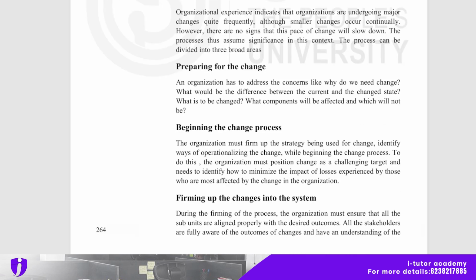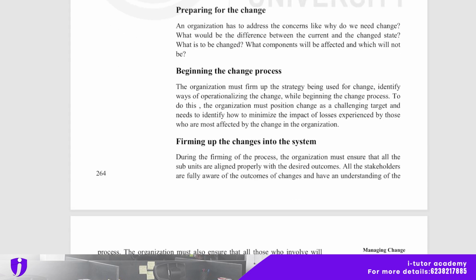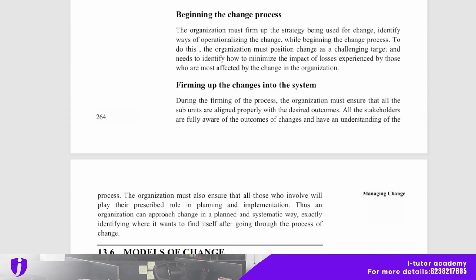An organization has to address the concerns like why do we need change? What would be the difference between the current and the changed state? What is to be changed and what component will be affected and which will not be? And next is beginning the change process. The organization must frame up the strategy being used for change, identify ways of operationalizing the change while beginning the change process. To do this, the organization must position change as a challenging target and need to identify how to minimize the impact of losses experienced by those who are most affected by the change in the organization.